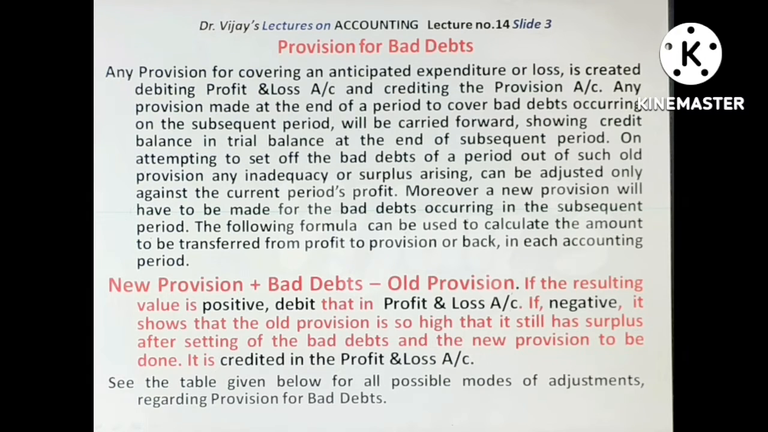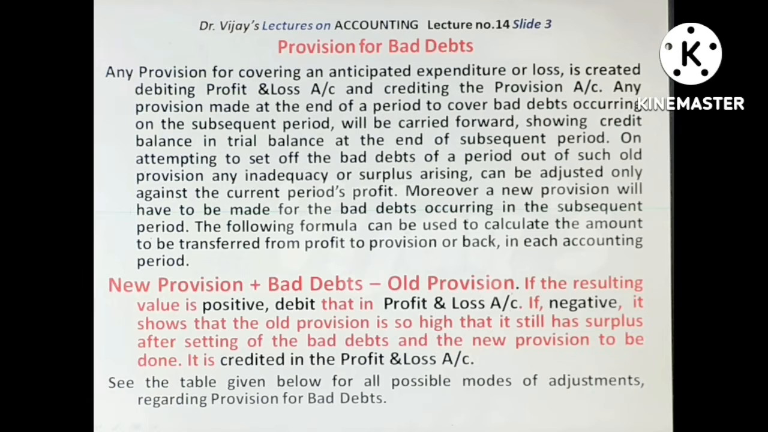Slide 3 deals with provision for bad and doubtful debts. Any provision for covering an anticipated expenditure or loss is created by debiting profit and loss account and crediting the provision account. Any provision made at the end of a period to cover bad debts occurring in the subsequent period will be carried forward, showing credit balance in trial balance at the end of the subsequent period.